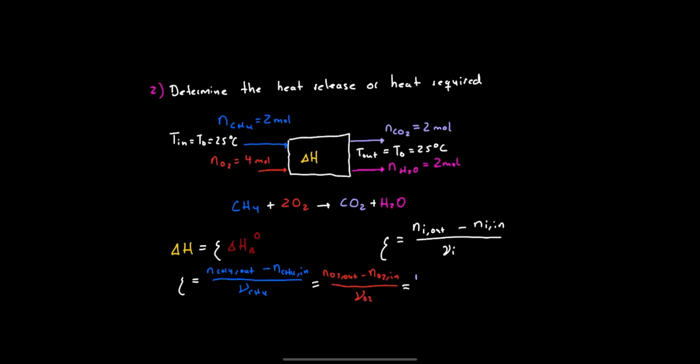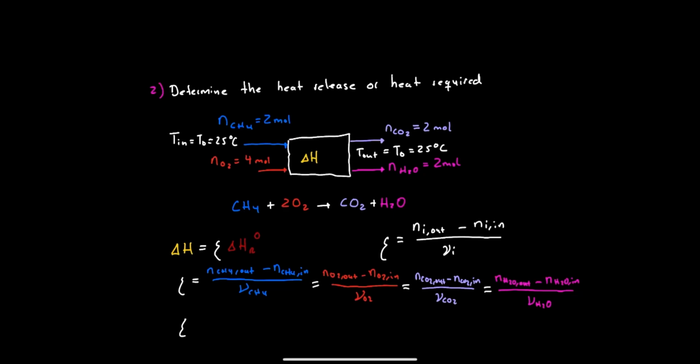should be equal to the molar amount of carbon dioxide leaving our system minus the molar amount of carbon dioxide entering our system, divided by the stoichiometric coefficient of carbon dioxide, should be equal to the molar amount of water leaving our system minus the molar amount of water entering our system, divided by the stoichiometric coefficient of water.